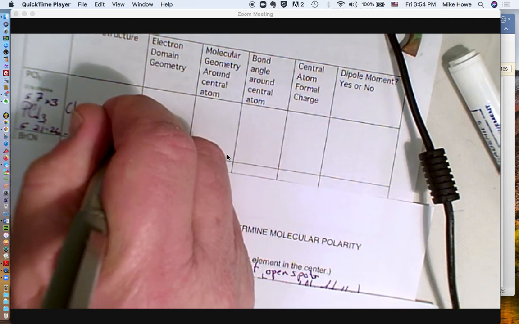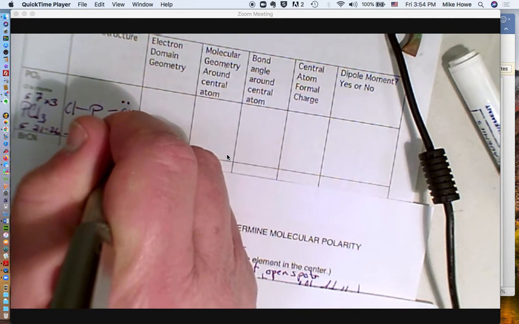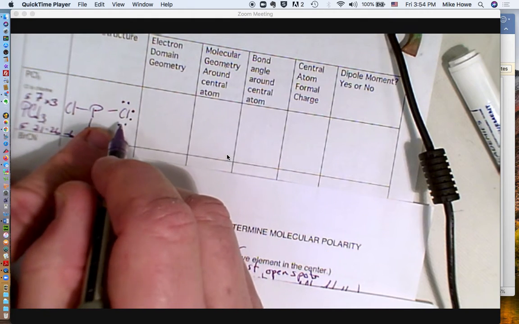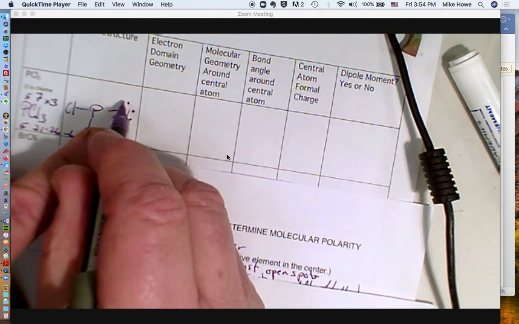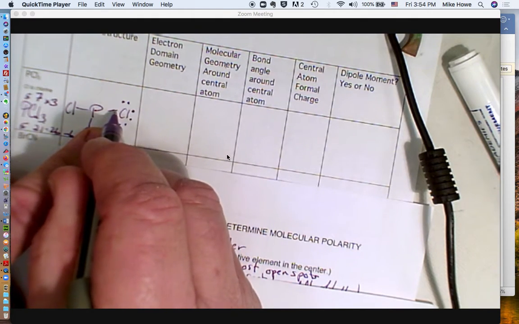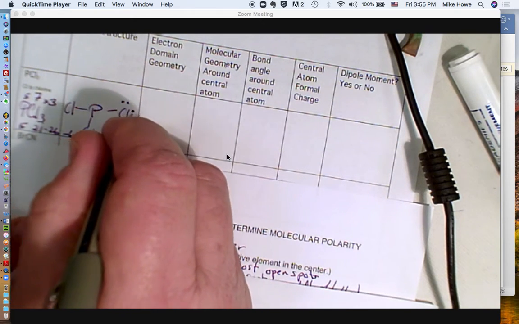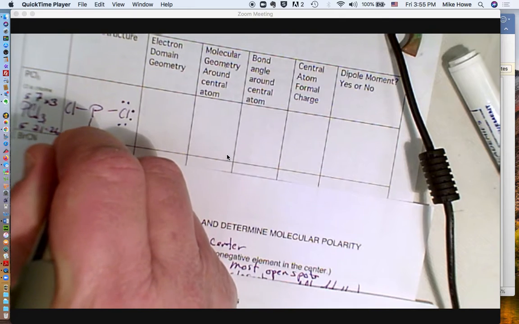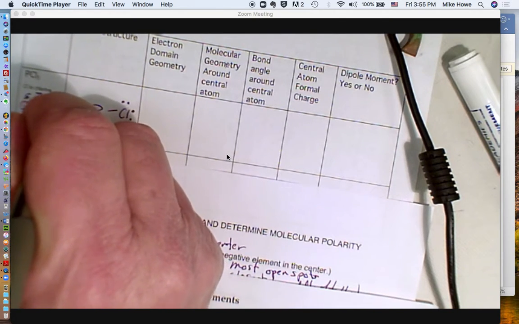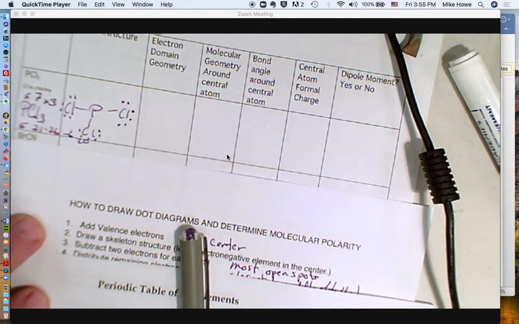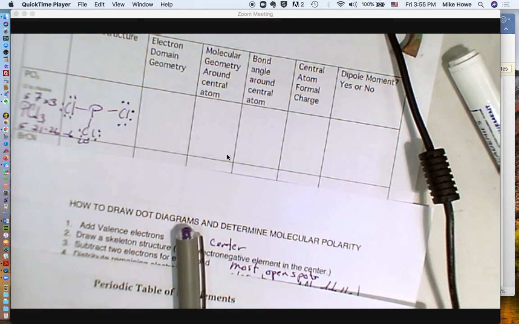So we put in our 20 dots so that everything has 8. Now this may be confusing because I just put in 1, 2, 3, 4, 5, 6, but these 2 electrons make 8. So the chlorine does have 8, even though I just put in 6 loose dots. And the same thing will be true for this chlorine and for this chlorine. So when I put those dots in, every atom has 8 except for the phosphorus.